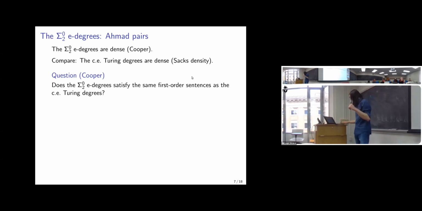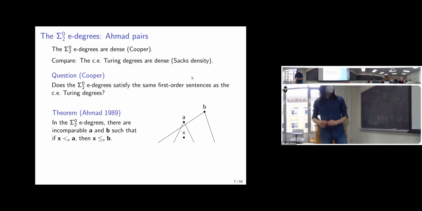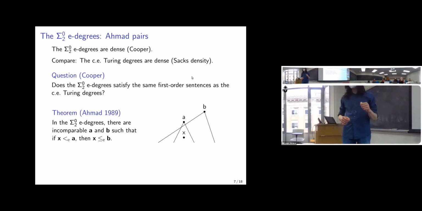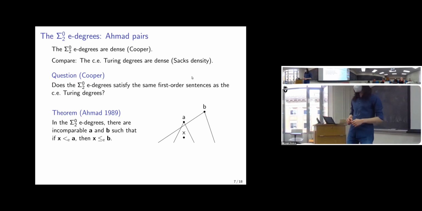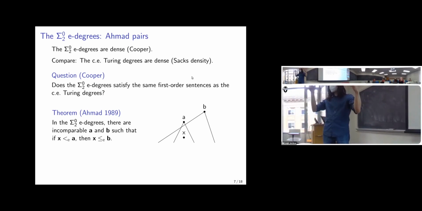So Ahmad showed that in the Sigma02 degrees, you can have such a phenomenon where you have two incomparable degrees A and B, such that if you have any x that is strictly below A, then x must be below B as well. So A and B are incomparable, right? In particular, A is not below B. But once you drop below A, then you must be below B. That's the phenomenon that's happening here.